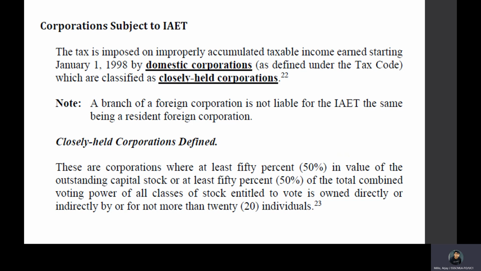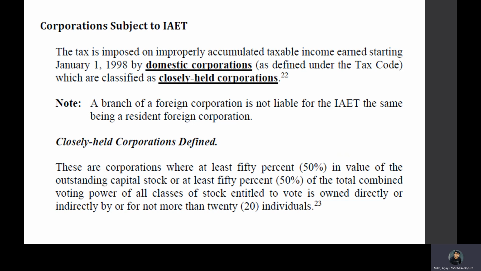So ano ba yung mga closely held corporations na tinatawag natin? These are the corporations where at least 50% in value of the outstanding capital stock, or at least 50% of the total combined voting power of all classes of stock entitled to vote, is owned directly or indirectly by or for not more than 20 individuals. So dalawa yung basis natin, no? Yung amount ng capital stock and amount ng voting shares.